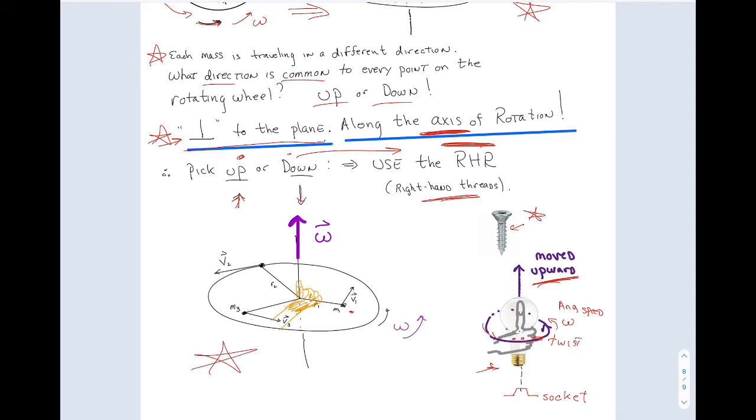I have little chunks of mass here. They're all headed in different directions. What direction is common to all of those? A direction that's perpendicular to the plane of rotation. So the axis is a vertical line. To pick a direction perpendicular to the plane of rotation, we choose that based on the right-hand rule. Fingers curl around the axis of rotation, thumb points up in the direction of omega. So that's why omega is chosen to be up. It's based on the right-hand threadedness of the axis of rotation.